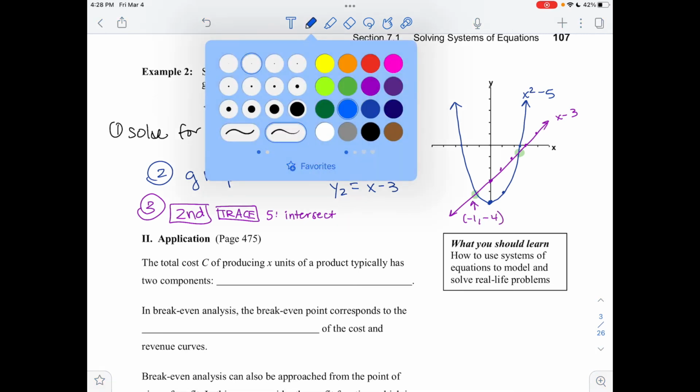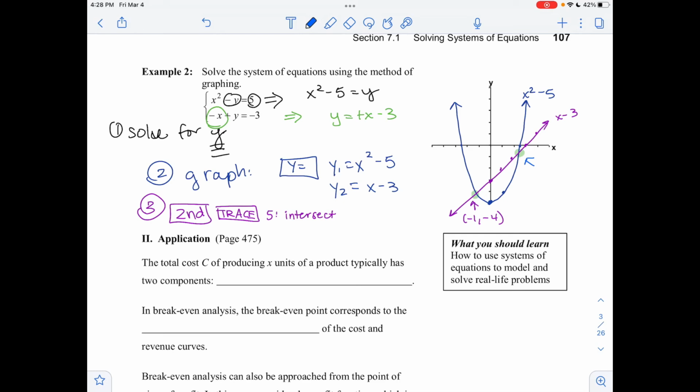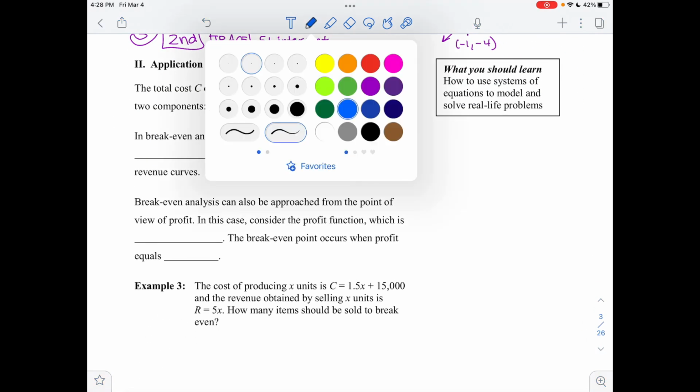We know that there's 2 intersections though, so you're going to quit out of that. So hit second mode or quit, and you're going to do that step again. Hit second, trace, option 5, intersect, and then you're going to move your cursor over. So click over, hit your right cursor. You're going to move it so it's closer to this point. Hit enter. It'll move it closer to this point on the other function. Hit enter. It will say guess. Hit enter again, and then it will give you this intersection, (2, -1). If you can't figure that out, come see me.